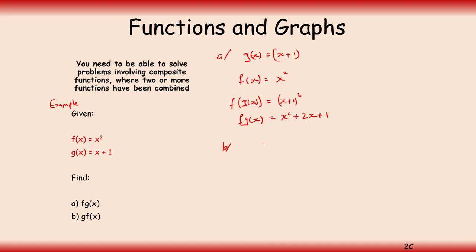Okay, let's try part B. This time we're finding g of f of x. So f of x first is x squared. Then g of the function f of x is equal to, oops, forgot my bracket there. So this time, wherever I've got x, I apply f of x to it, or x squared. Now g of x is x plus 1, so that becomes x squared plus 1.